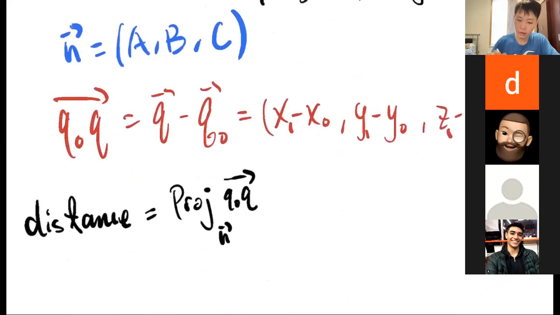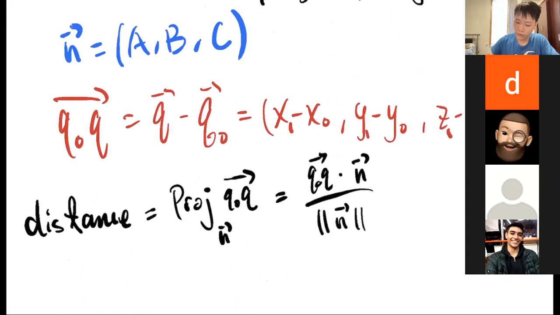This is the power of orthogonal projection. So this is Q0Q dotted with the normal vector n, divided by the norm of the normal vector n squared, times the normal vector n.